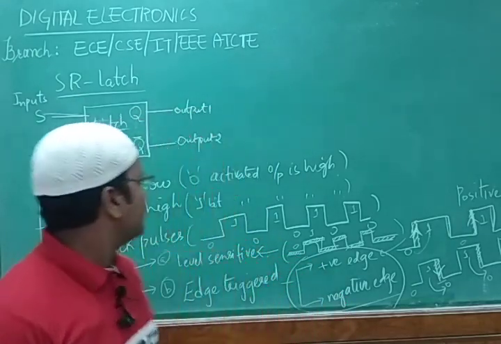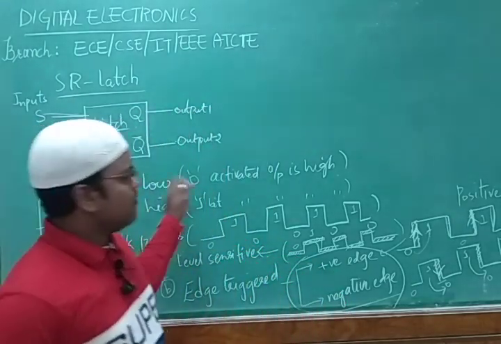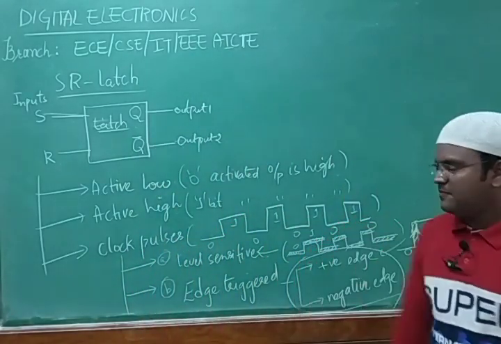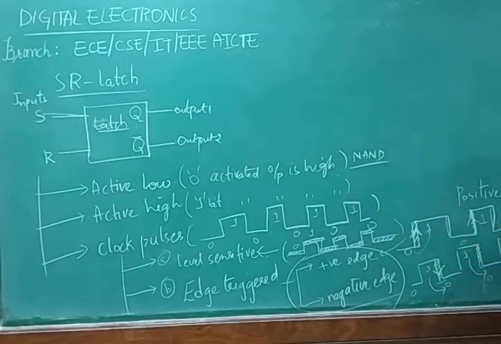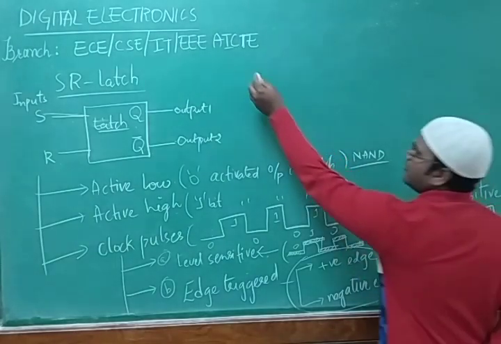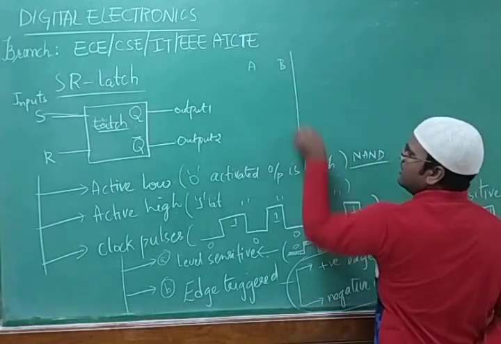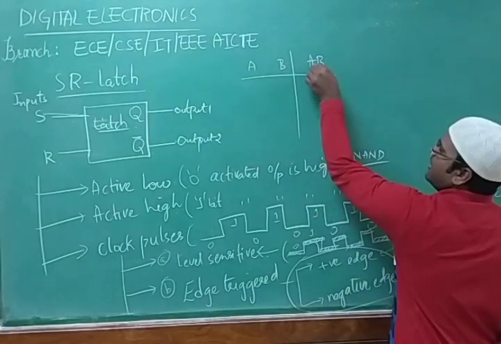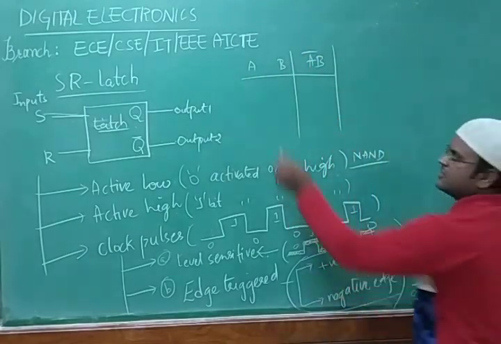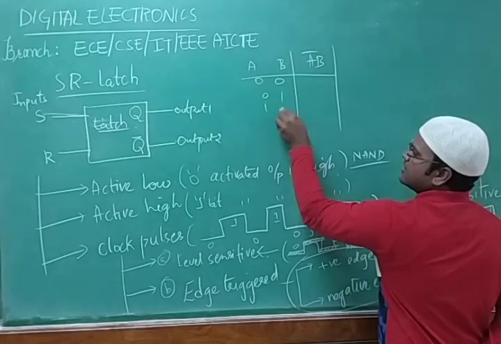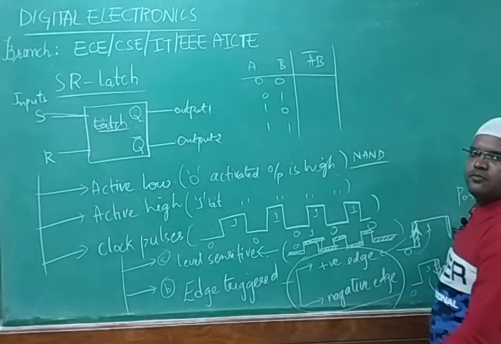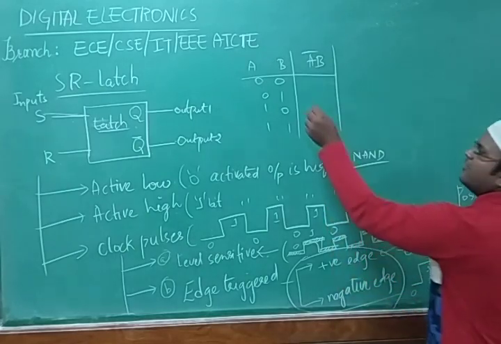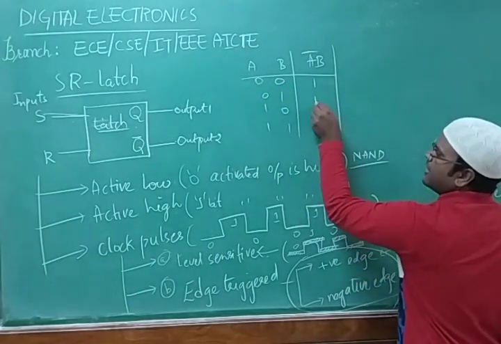So what is the meaning of active low? That means using NAND gates, because a NAND gate is going to produce the output that way. Why? Because we know the NAND gate truth table. When A, B is given, what is the NAND gate output? AB bar, for inputs 0 0, 0 1, 1 0 and 1 1. AND means if both inputs are high, output is high, whereas NAND means if any one of the inputs is low, output is high.